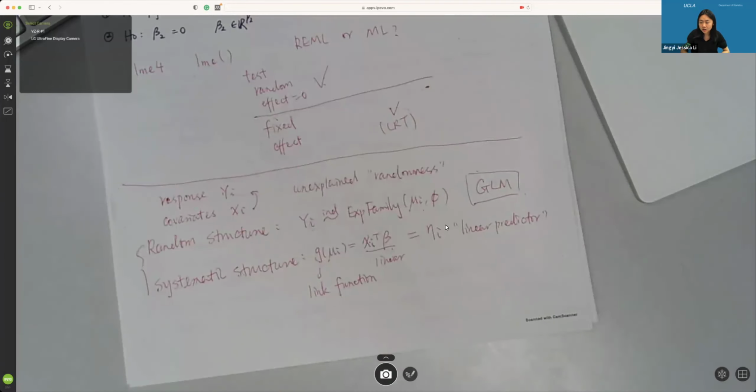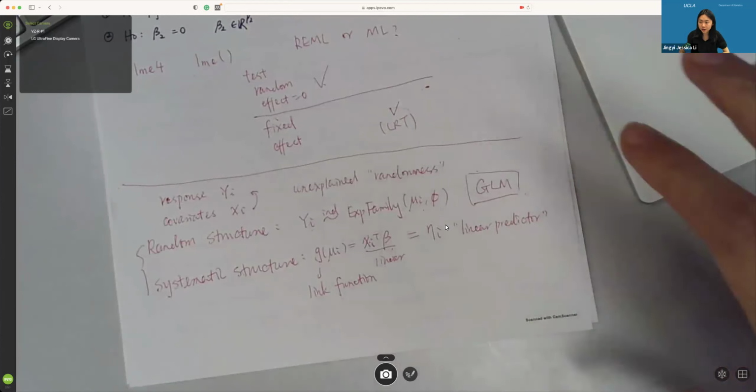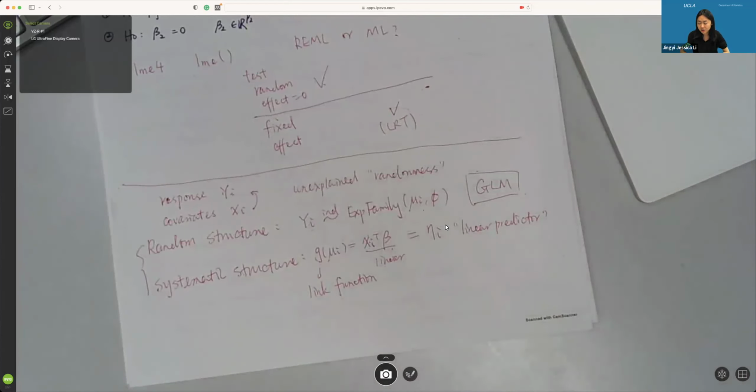Okay, so far all this discussion is about fixed effect. There's no random effect involved at all. Any questions before we move on to the random effect? So I hope to give this very high-level summary about what the generalized linear model is doing. And for that, the linear model is just a special case.